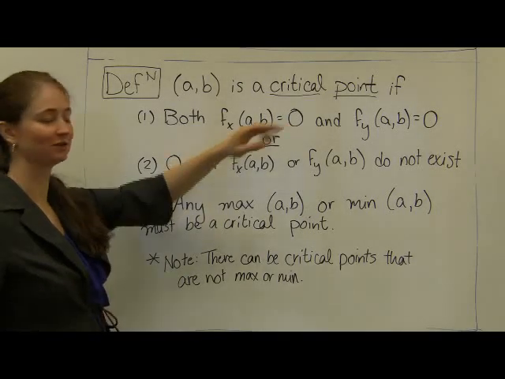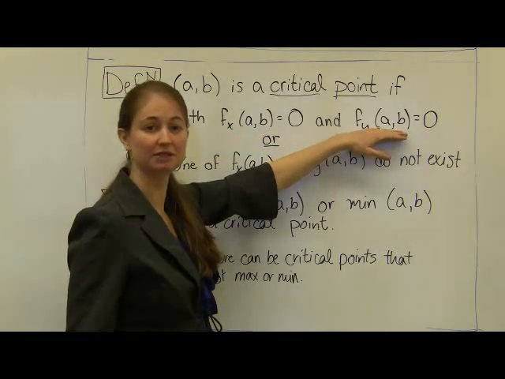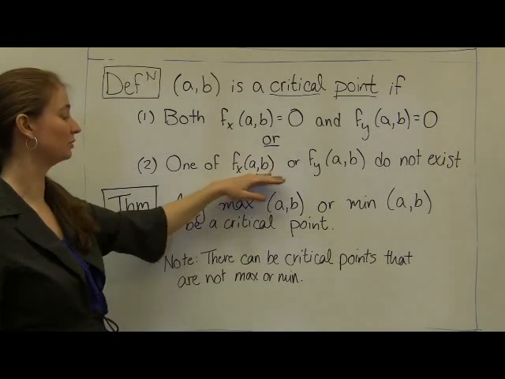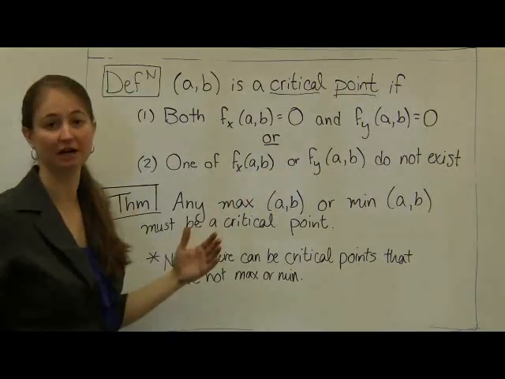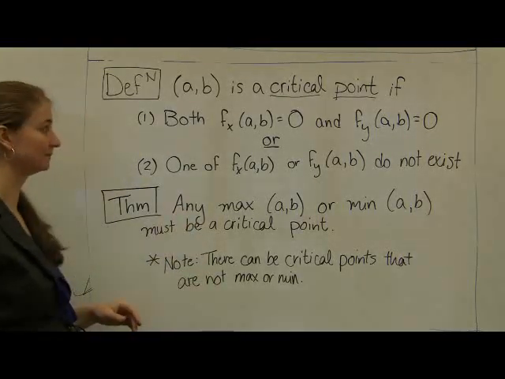We have two different ways that you can have a point be a critical point. The traditional way is that both the partial derivatives are equal to 0. That's one way that you could have a critical point. Another way would be if the partial derivatives are undefined or don't exist at that point. And we'll see some examples of some of these later.